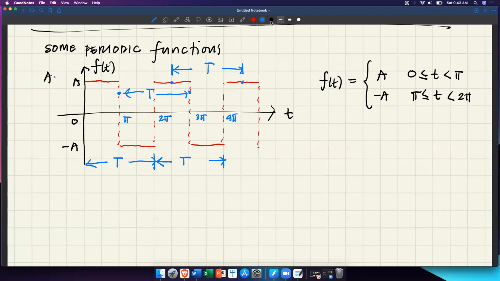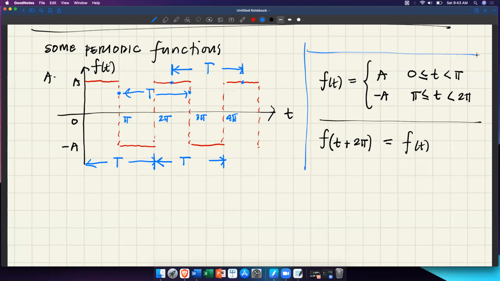Now, mathematically, it is defined using this function, but you need to add that the function of t plus the period of 2 pi will be equal to the function of t. This relation defines your periodic function. So do not forget this one, because it illustrates that the function is periodic. This is a square wave function.